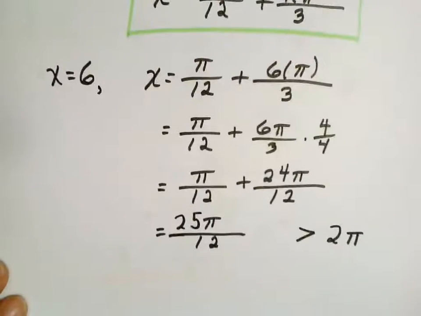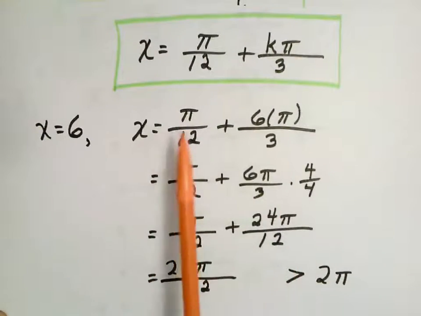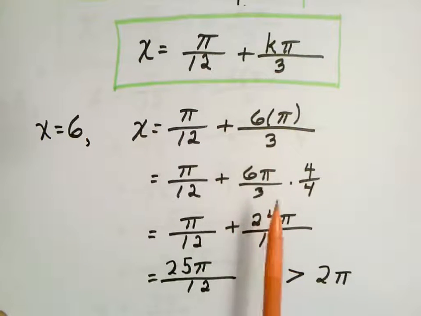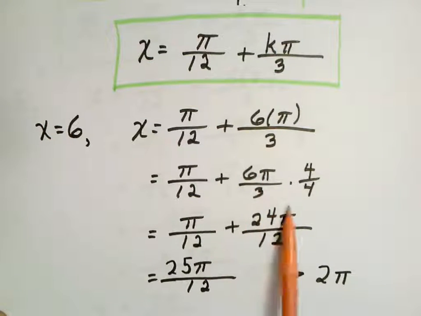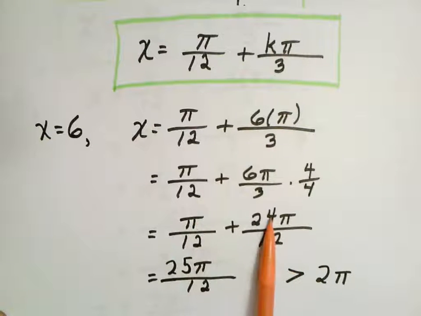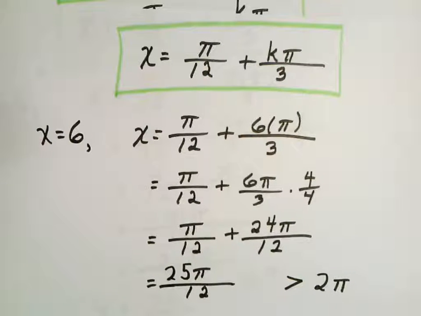So let's try our k equals 6. And here we're going to have pi over 12 plus 6 times pi over 3. Now you can probably say, hey, that's 2 pi. When you add 2 pi to something, it's going to be greater than 2 pi. But I want to get like denominators. So it'll be pi over 12 plus 24 pi over 12. And you add 1 pi plus 24 pi gives us 25 pi over 12. And 12 will go into 24, 2 point something, which is greater than 2 pi. So we stop right there.